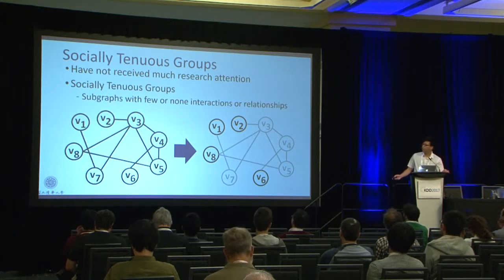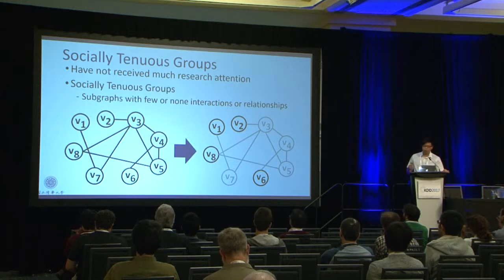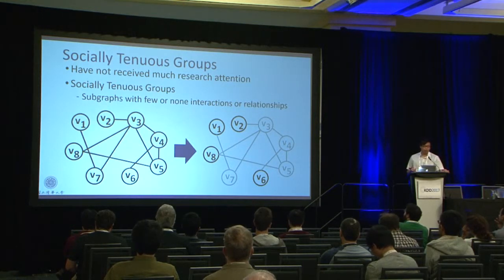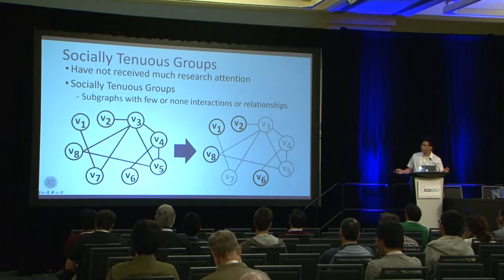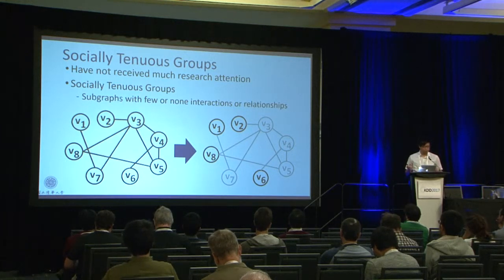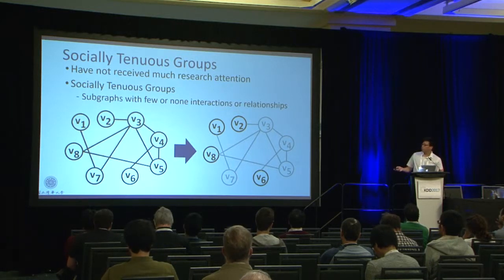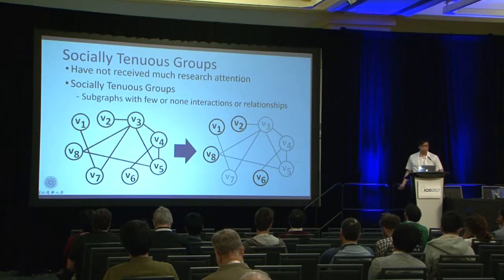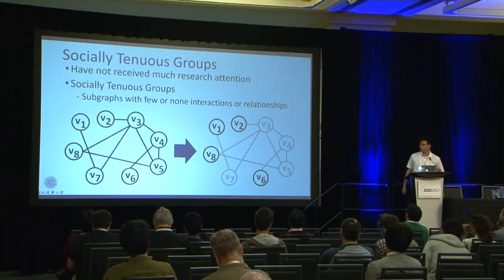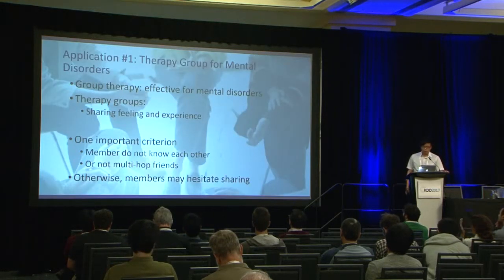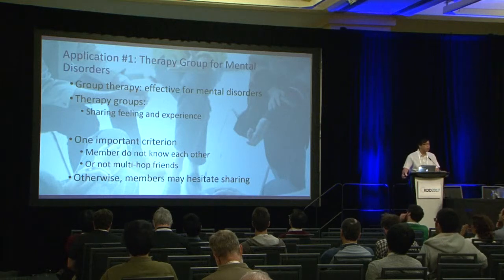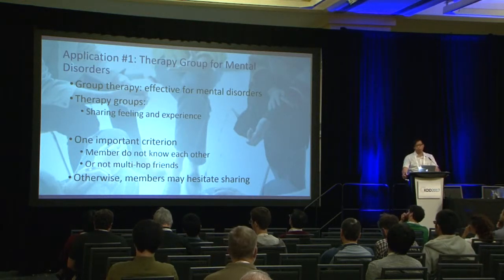Here, when we say socially tenuous groups, we refer to subgraphs that have very few or even no interactions or relationships. Here's an example. Assume we have a social network, and we are trying to extract 4 vertices out of it. Then V1, V2, V6, and V8 have no direct friendship, and they do not even have friend-of-friend relationships. So these 4 vertices form a socially tenuous group because they have very few interactions. We might wonder, what are the application scenarios for such socially tenuous groups? We are going to talk about some of them.